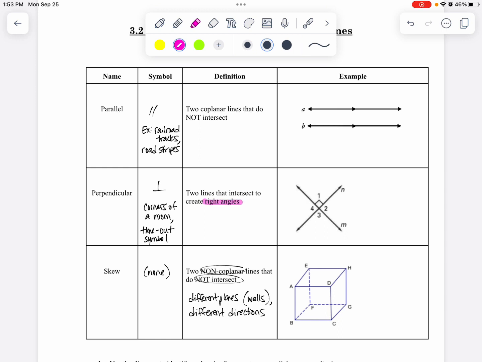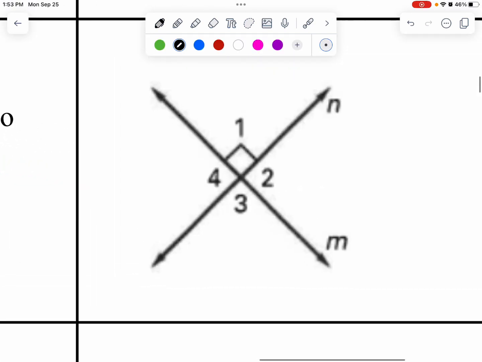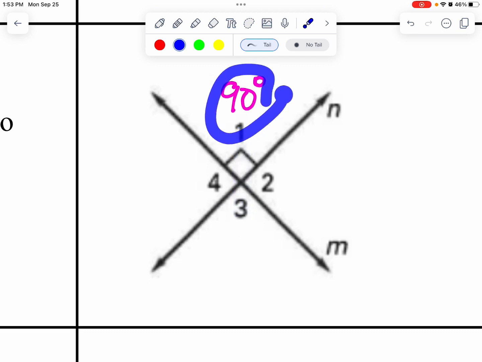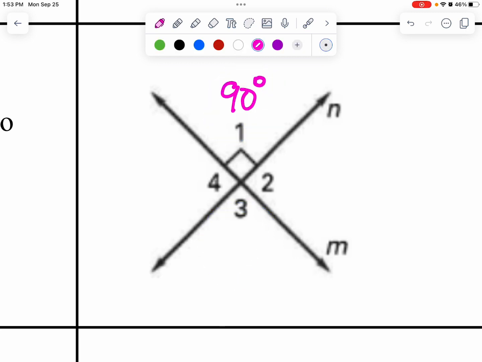90-degree angles. And you will see a box in one of those four angles, which indicates that those lines are perpendicular. Now let's think about this for a second, because if angle 1 is 90 degrees because the box is there, don't we also know that angle 3 is also 90 degrees because what are these called again? Vertical angles. If this is 90, we know this one. Do you remember that from last chapter? You guys did a really good job on that test, so that one is 90.